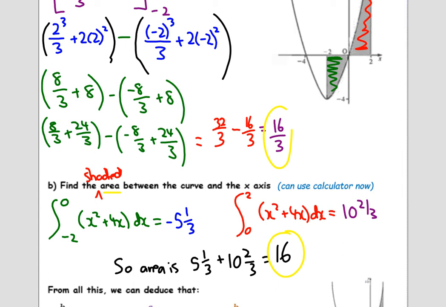So notice you get a different answer if they ask for the integral. We got 16 thirds, and if they asked for just the shaded area, we got 16. That's because to get 16 thirds, they did negative 5 and a third plus 10 and 2 thirds. They added it together that way. The calculator adds that and that. But if they want the area, we've got to make the area positive.